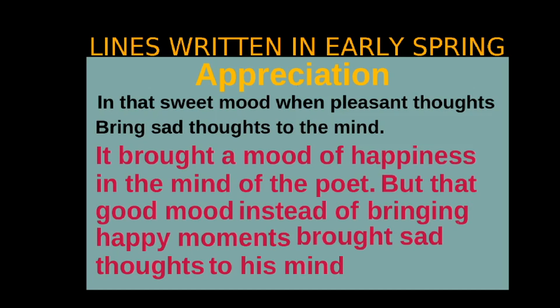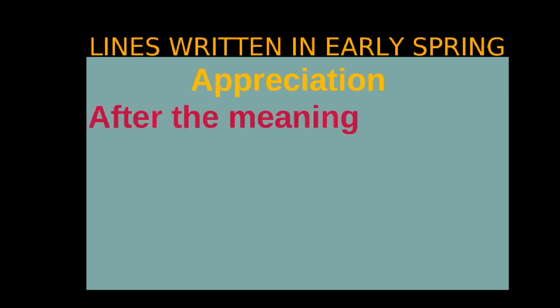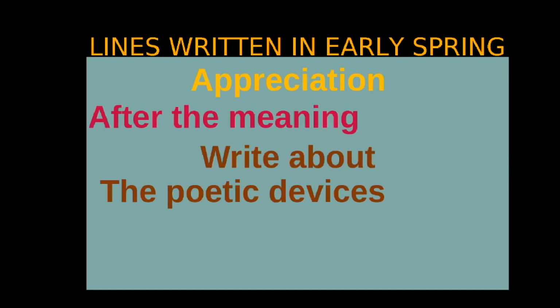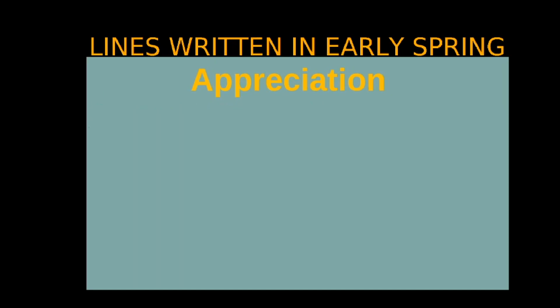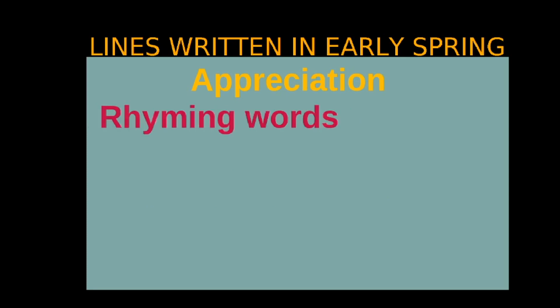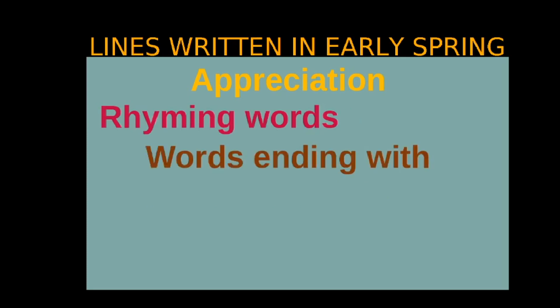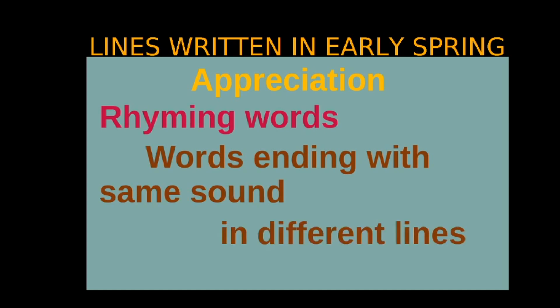So these are the meaning of the first 4 lines. So after the introduction, you have to write the meaning of these lines. After the meaning, write about the poetic devices in the poem. So the first poetic device is rhyming words. So let's find out what are rhyming words. Words ending with same sound but in different lines are called rhyming words.